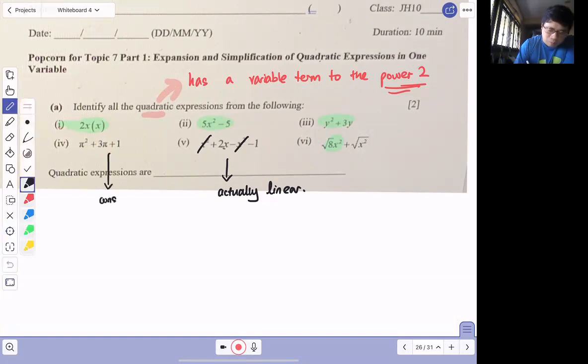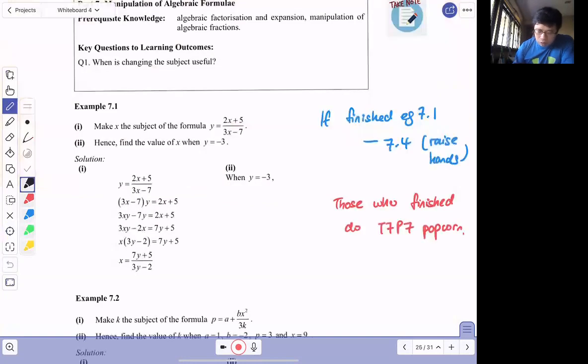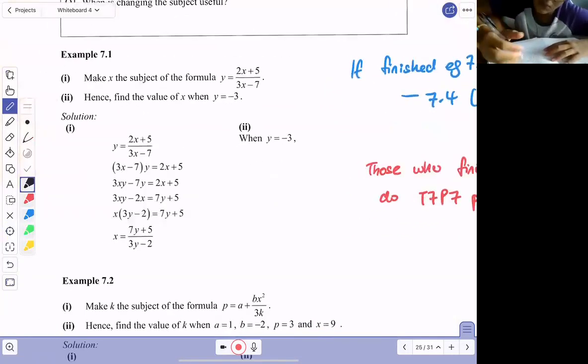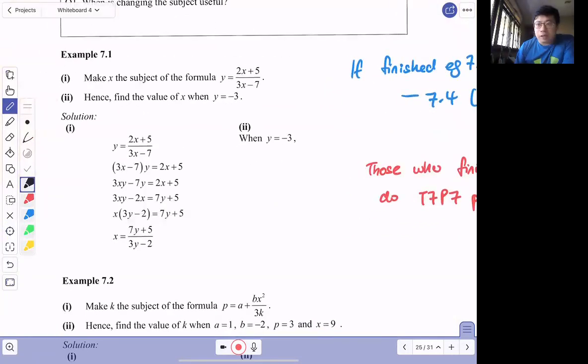Okay, thank you for the request. I saw a request to go through 7.2. First let me type out the answer for 7.1. 7.1, if all goes well, your answer is 16 over 11. 16 over 11.